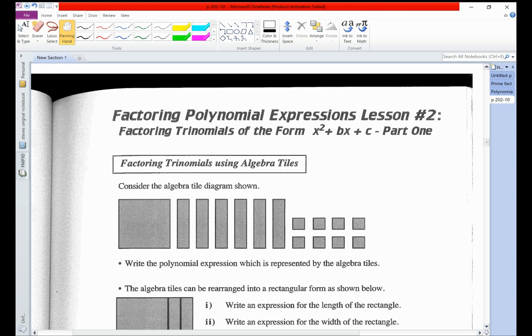Welcome everybody, and we are looking at factoring polynomial expressions lesson 2. So we are looking at factoring trinomials in this form here, x squared plus bx plus c.